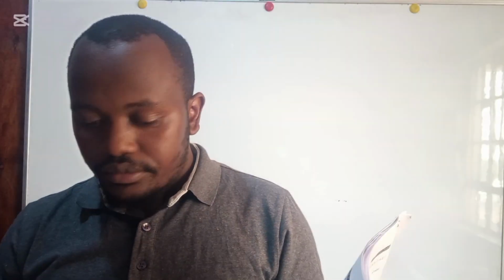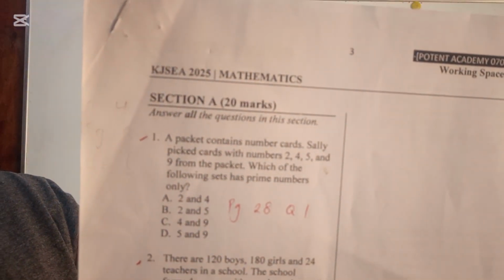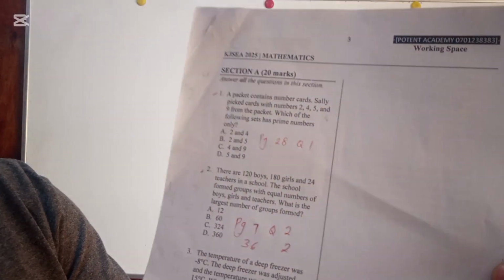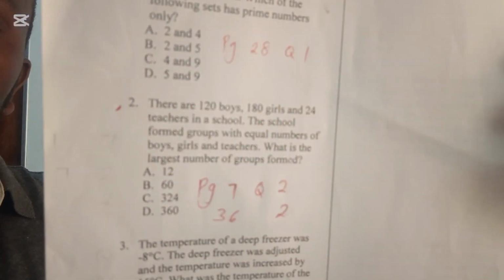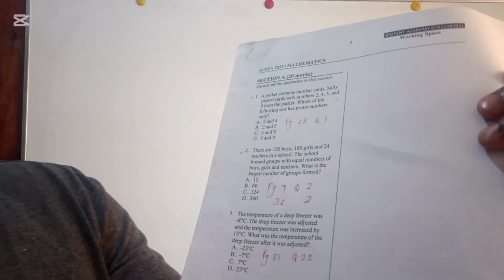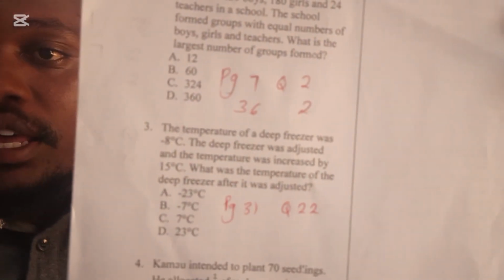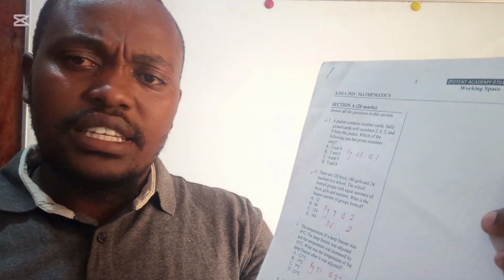So question 1 is about identifying prime numbers. That is the topic of numbers in Form 1 in grade 7. The second question requires you to understand the knowledge of LCM and GCD. The third question is about integers. This one is in grade 8. Knowing how to subtract and to deal with the number line. It's both in grade 7 and grade 8.